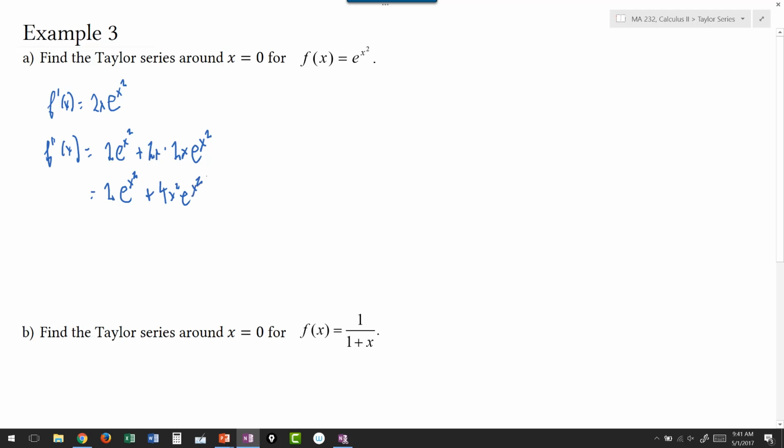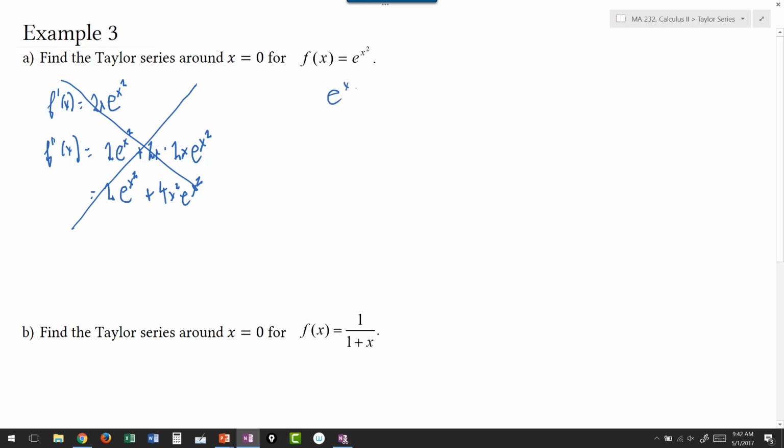So we can see that the derivatives are getting complicated pretty fast. If I took 3 or 4 more, it would start taking a long time to do. So this is not the way we want to approach this one.